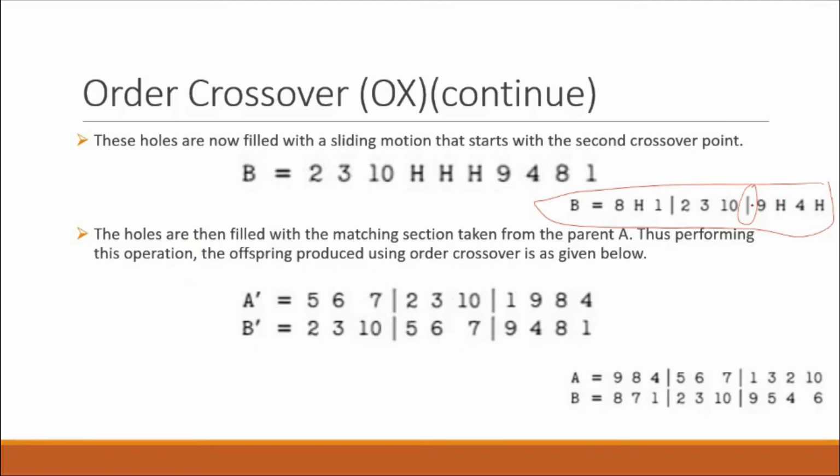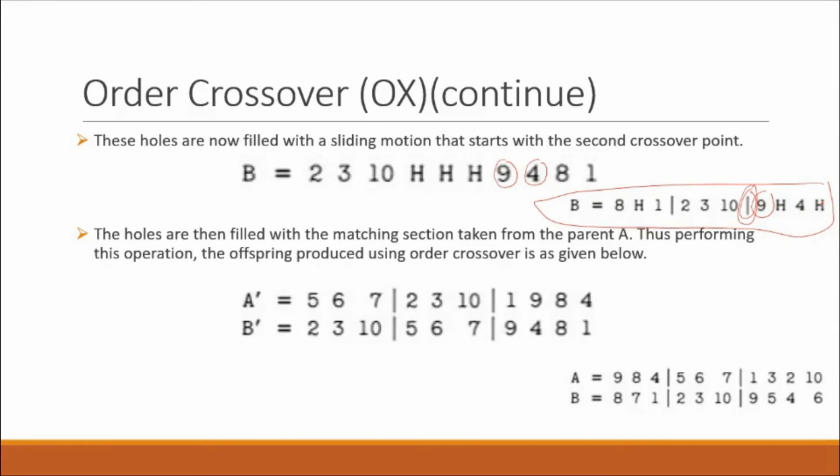The second crossover point is this one, and from here onwards the holes are slid towards the right. Here 9 is there, so that 9 is kept there itself. Then here is a hole, so the next value takes the position of that hole. So 4 is slid towards this edge. So here comes 4.